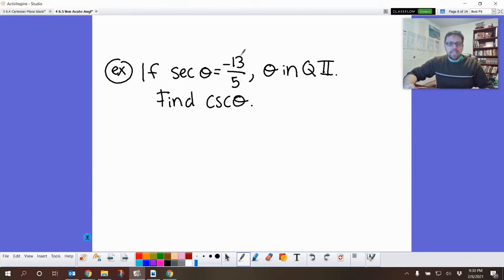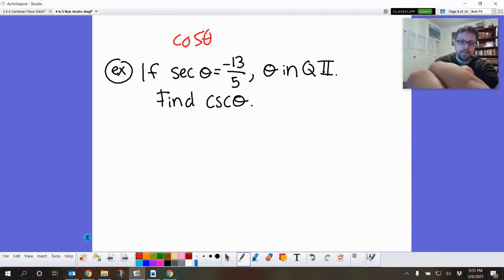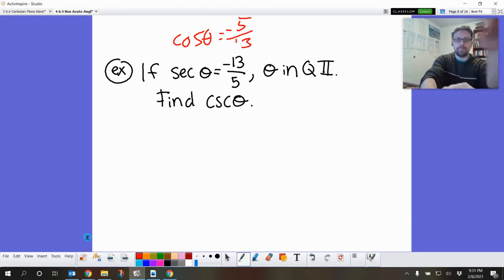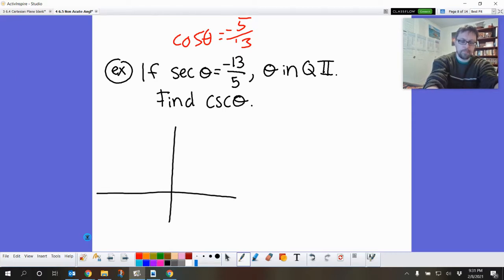Let's see, we've got secant is -13/5, and my angle is in quadrant 2. I want to find cosecant. Well, based on this, I know that cosine of my angle is going to be negative 5/13. And I know I'm going to be in quadrant 2. So let's draw my angle in quadrant 2. I'm going to start right here and go into quadrant 2.